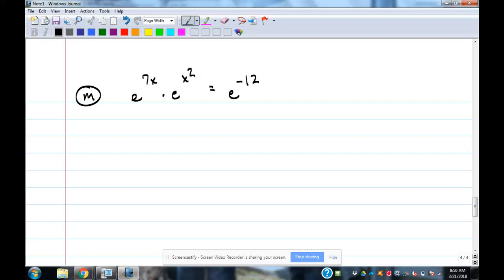Got to be equal to 0. So x squared plus 7x plus 12. Now, that's a quadratic equation. How do I do it? The factor by x method or the quadratic formula. Either of those will get you both answers. Doesn't matter which one.